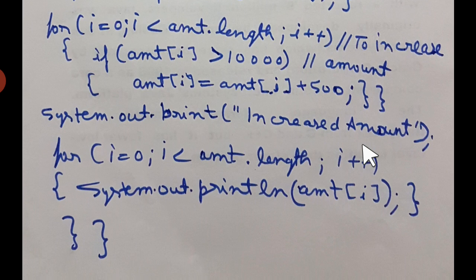After that, we have to display the increased amounts also. So we again have the loop of traversal from 0 to the last location, and here I write amt[i]. All the array elements, the increased ones, are going to be displayed on the screen. I hope everybody has a clear idea of this program. Please execute the program and practice it again and again. Thanks everyone.